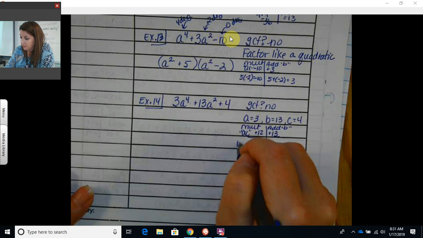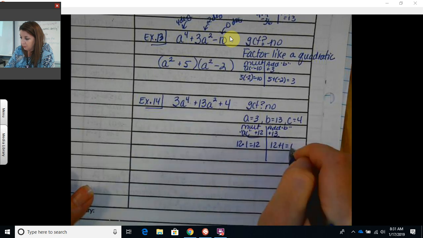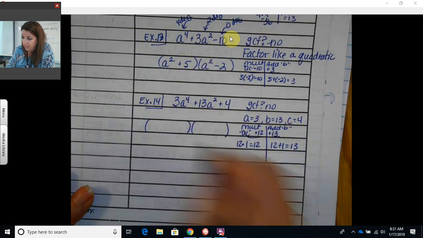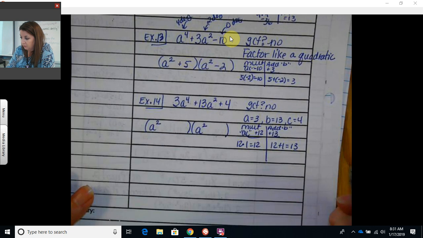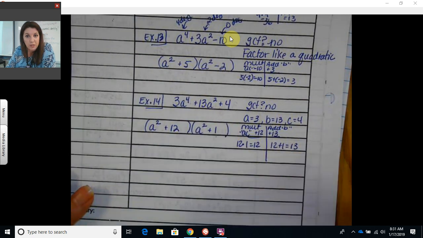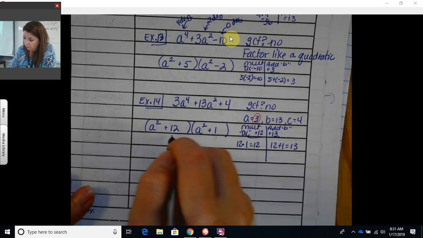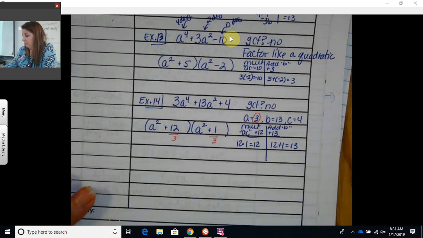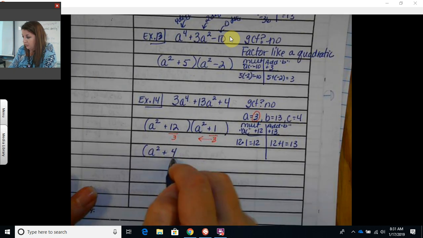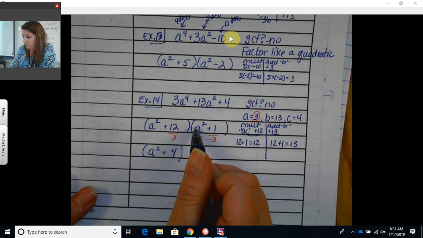12 times 1 is 12. 12 plus 1 is 13. Perfect. So first term, A squared. Then look at our T-chart. We have a plus 12 and a plus 1. Will we need to do divide and slide? Yes. 12 over 3, divide and slide. 1 over 3, divide and slide. Can I reduce? No. Okay. So that's going to be A squared plus 4. Put that 3 in front of the A squared. Slide it on over. 3A squared plus 1.